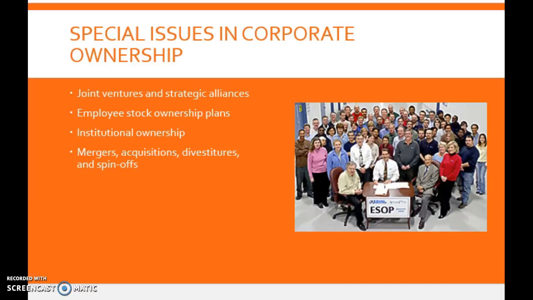Finally, I will briefly define some special issues in corporate ownership. A strategic alliance is when two or more organizations collaborate on a project for mutual gain. When partners share ownership of what is essentially a new enterprise, it is called a joint venture. An employee stock ownership plan allows employees to own a significant share of the corporation through a trust established on their behalf. Institutional investors control large resources, such as mutual and pension funds, and can buy large blocks of stock.